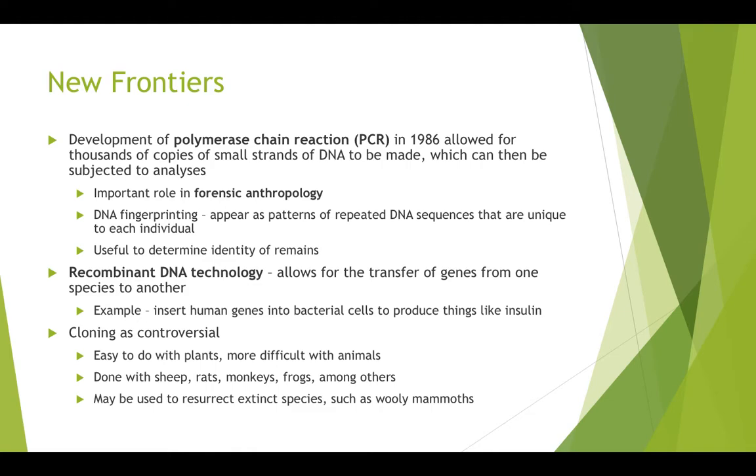We have, and it's mentioned in the optional video for this week, something called DNA fingerprinting, where we have patterns of repeated DNA sequences that are unique to particular individuals unless they have an identical twin. And so PCR allows for the amplification of what may be small DNA samples from a few drops of blood or semen or some hair or something into a larger usable sample by which identity can be determined. And so this can help identify victims.